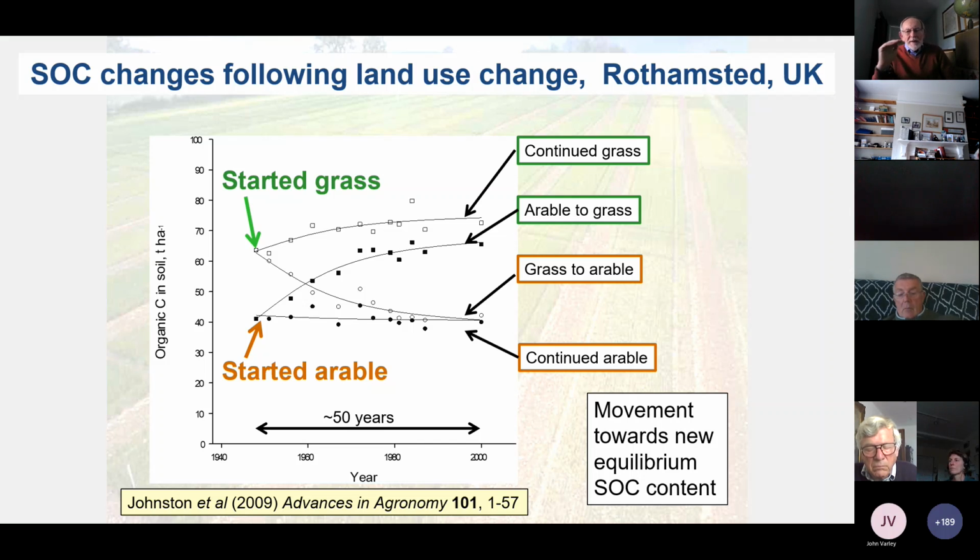So we often talk about the idea of an equilibrium level of organic matter in soils. They don't go up or down forever. So that's quite an important point. And as you get near to an equilibrium, the rate of change slows.